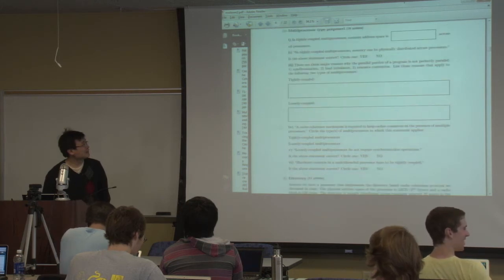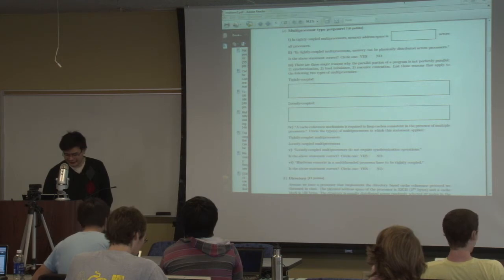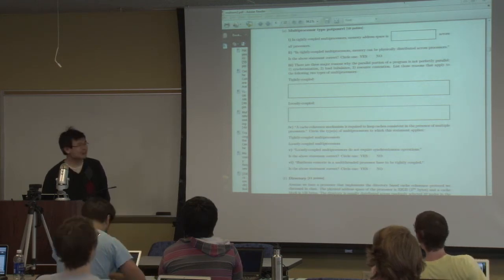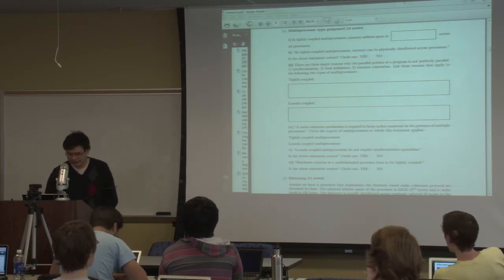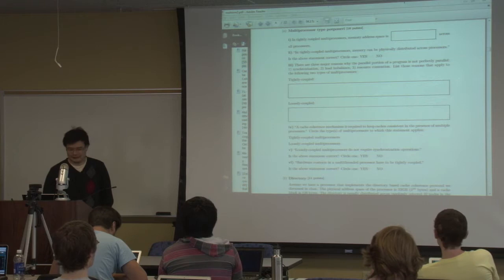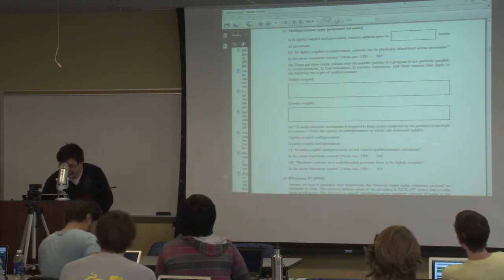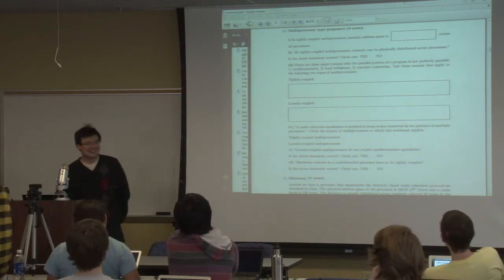Alright, multiprocessor type, part 3. Any takers? The first one should be shared, yes. The second one, I said no. I think I circled no, probably wrong.